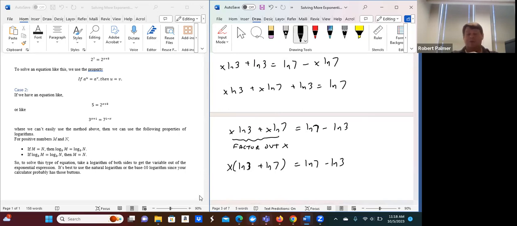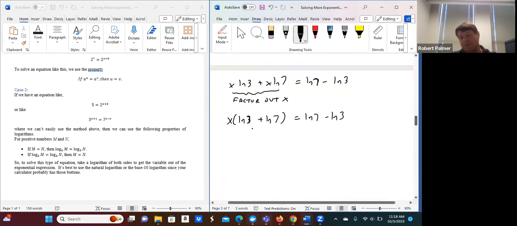Okay. Now, we just have one more step. As I mentioned, both of these are constants. The natural log of 7 and the natural log of 3 are just constants. And so if you add them together, that's also just a constant. So what I'm going to do then is simply divide both sides by this: the natural log of 3 plus the natural log of 7.